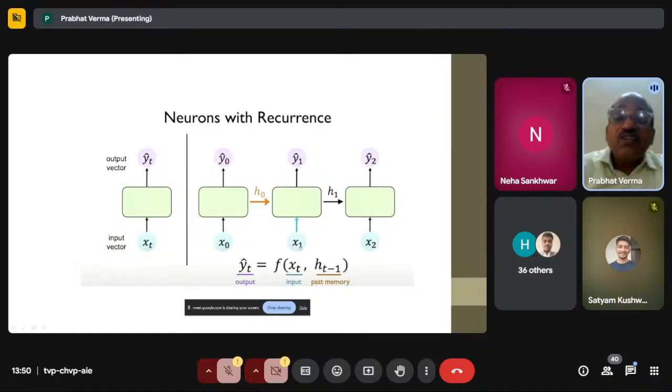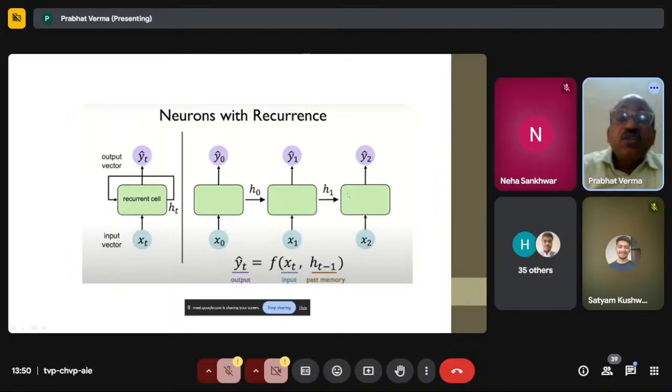This dependency we can show in this form: the output y cap t at time t is a function of xt, that is the present input value xt, comma ht minus 1, the history data or the hidden data from the previous state. So the output depends upon the input of that time step as well as the past memory. ht minus 1 represents the past memory for that particular time step. So we can say that there is a sort of recurrence relationship. This is why we call it RNN.